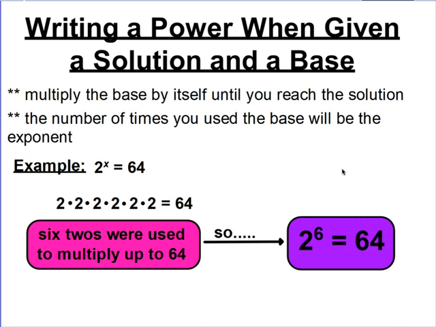We'll do some more examples like this one later on in practice and homework. But again, you just take your base and you keep multiplying by that base over and over and over again until you find the answer you're supposed to look for. The number of 2's that you use or the number of base numbers that you use is what you put for your exponent down here.